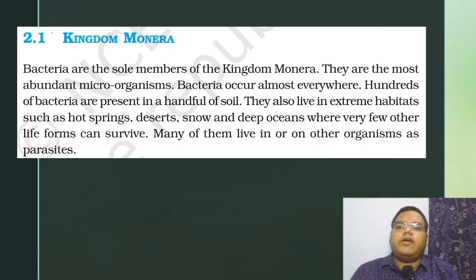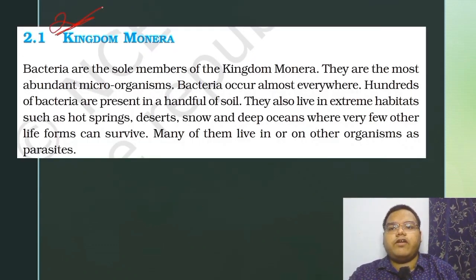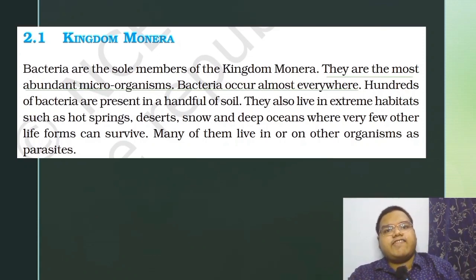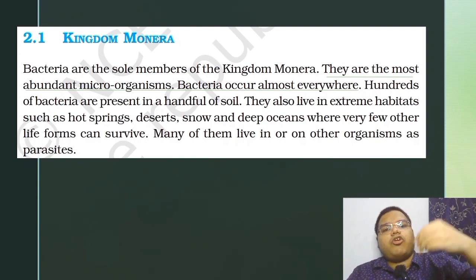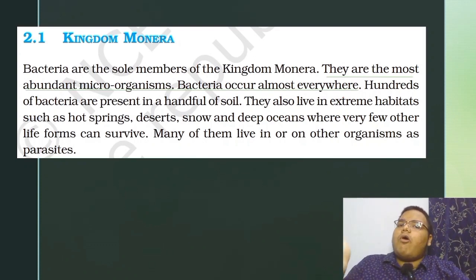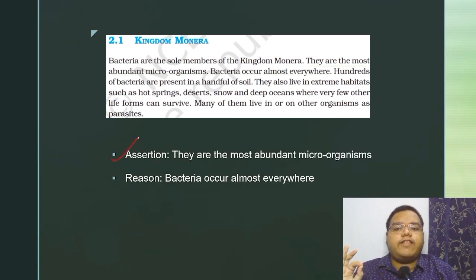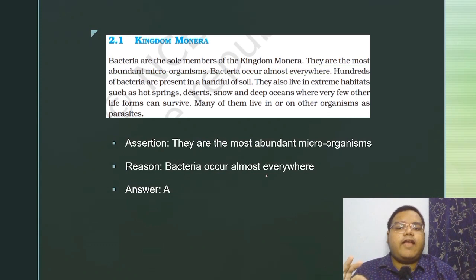Okay, next, in paragraph 2 of our lecture, we can see about Kingdom Monera, where it is given that bacteria are the most abundant microorganisms and bacteria occur almost everywhere. If you have the examiner mindset, you will think: are bacteria the most abundant microorganism as they occur almost everywhere, or do bacteria occur almost everywhere, and this is why they are the most abundant microorganism? So if you are given an assertion and reason like this, they are the most abundant microorganism and bacteria occur almost everywhere, then the answer will be A.